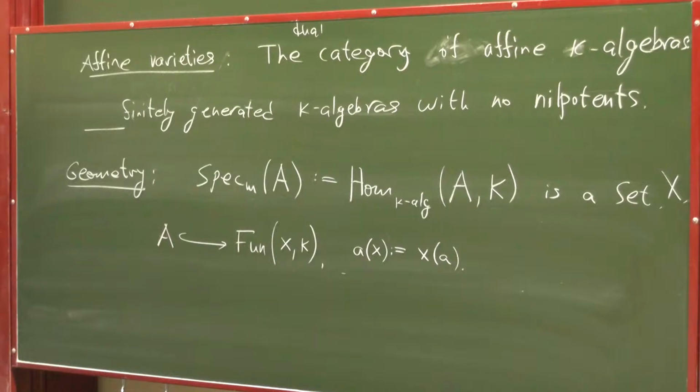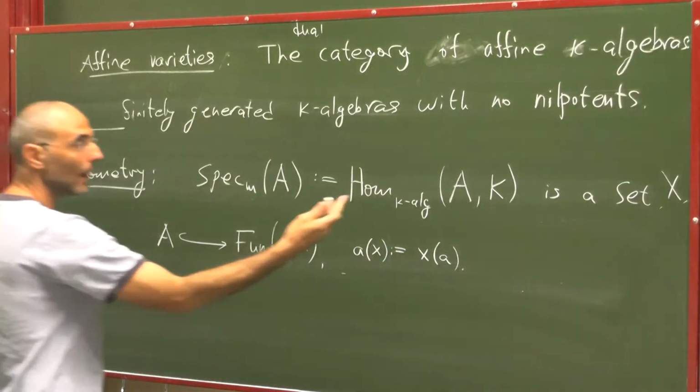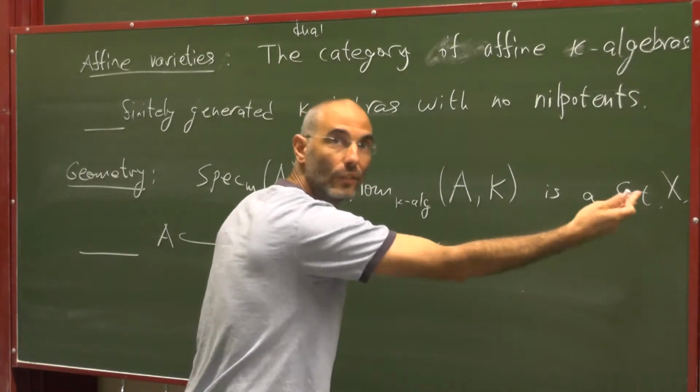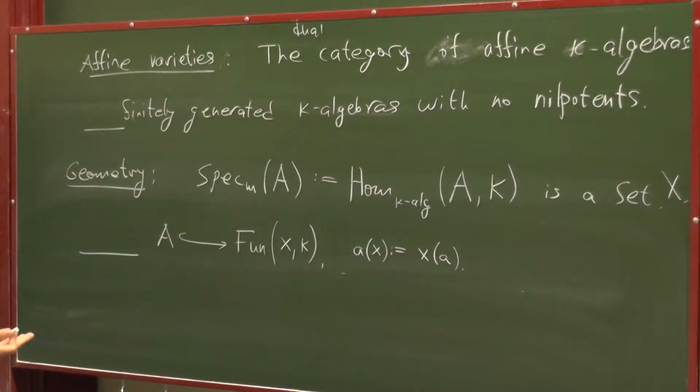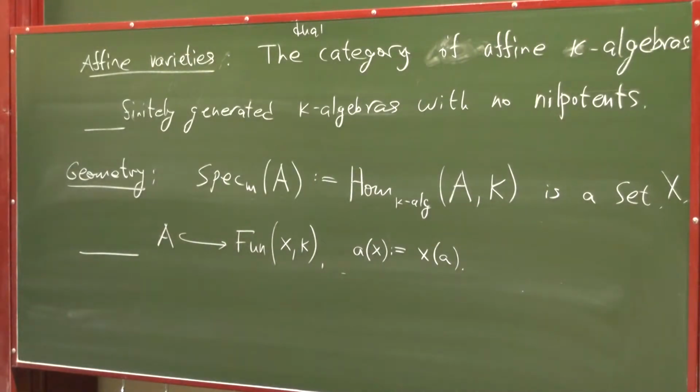So what are the assumptions about A? A is a finitely generated K-algebra with no nilpotents. So it's the set X that I want to think of as the object of mine, and I want to think of A as some extra structure on it. This is just a twisted way to think of things, but this is what is very powerful.